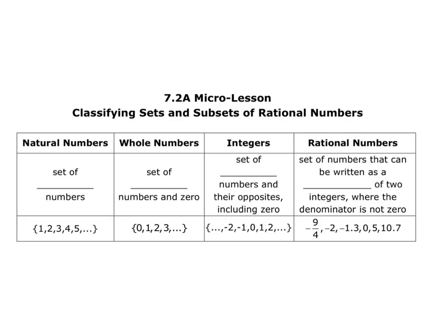Classifying sets and subsets of rational numbers. Natural numbers are the set of counting numbers. You learned how to count this way when you were little. 1, 2, 3, 4, 5, 6, 7, 8, 9, 10. Those are the natural numbers.